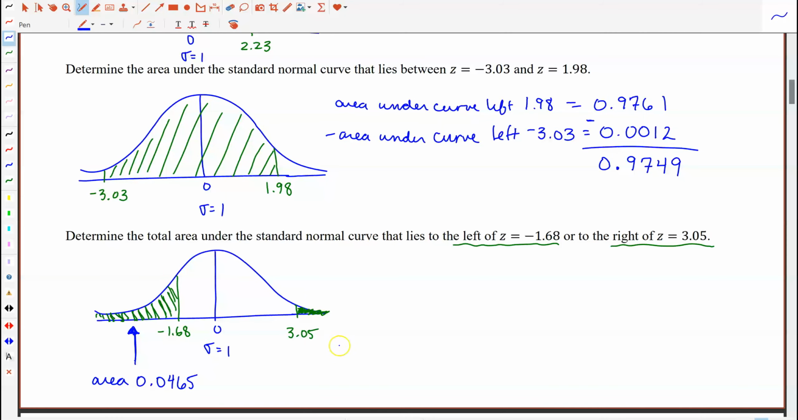Let's also find the area over here in this right region. Now if you go back up to the previous problem where we had to find the area to the right, remember how we did that: because our table can only give us area to the left, and I know the area under the whole thing is 1, to find this area to the right, it's going to be 1 minus whatever this area is over here to the left. So let's use our table to find what is the area to the left of 3.05.